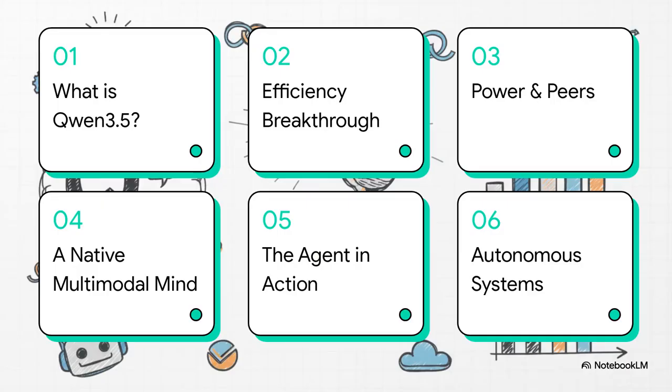To figure that out, here's the game plan. First, we'll cover what Qwen 3.5 actually is. Then, we'll get into the weeds of the efficiency breakthrough that makes it so speedy. We'll see how it stacks up against the other big names, explore its multimodal mind, watch it in action as an agent, and finally, we'll zoom out and look at what this all means for the future of autonomous systems.